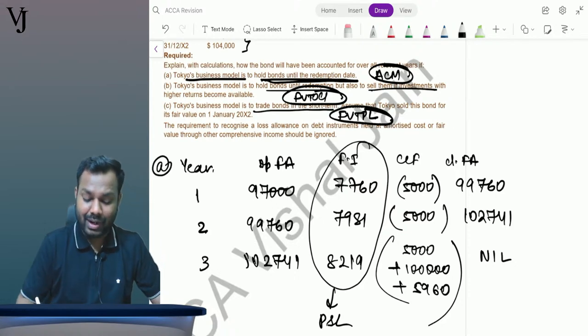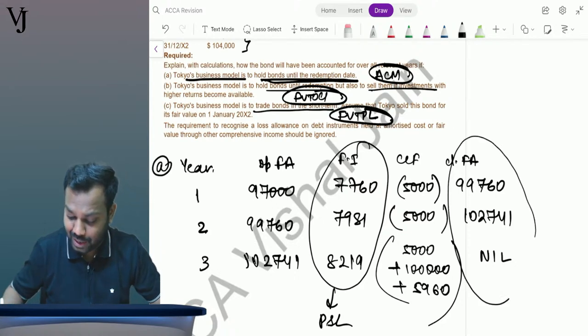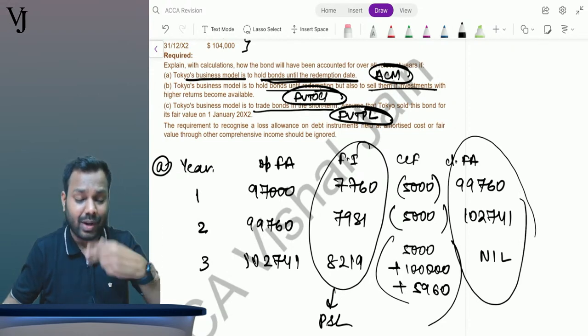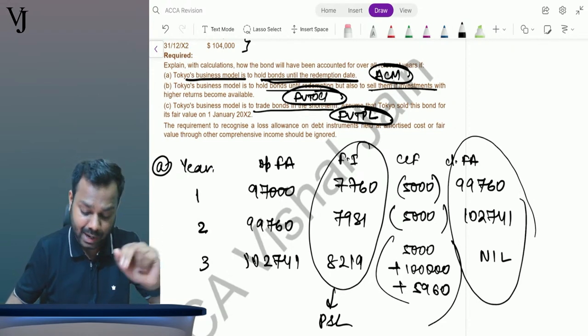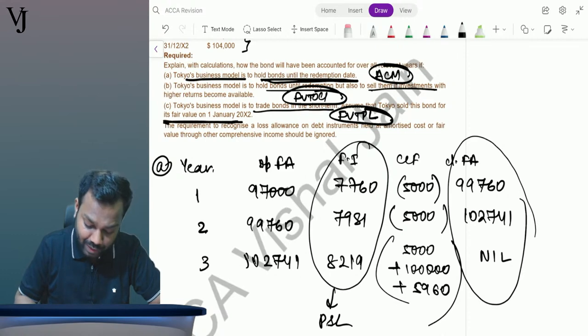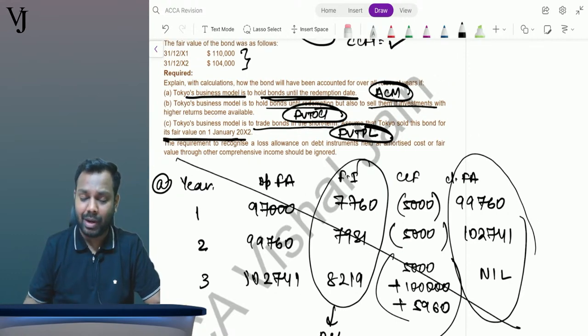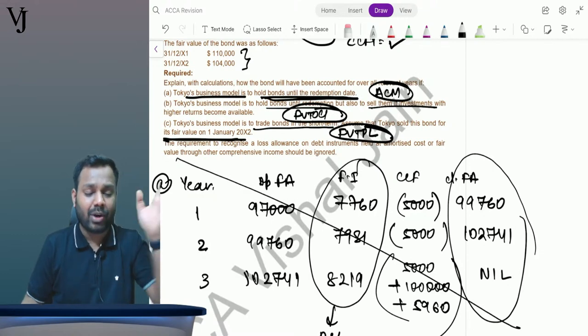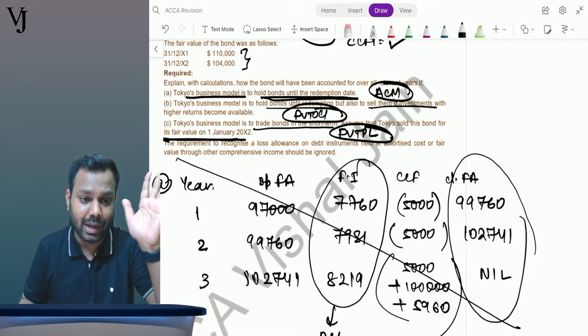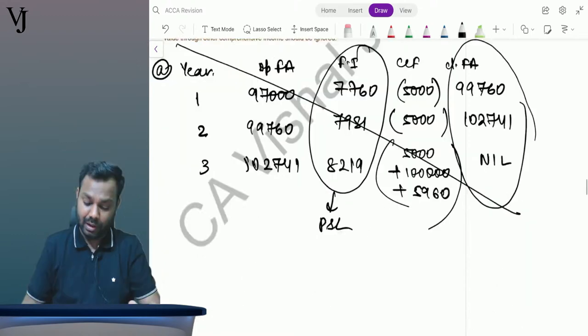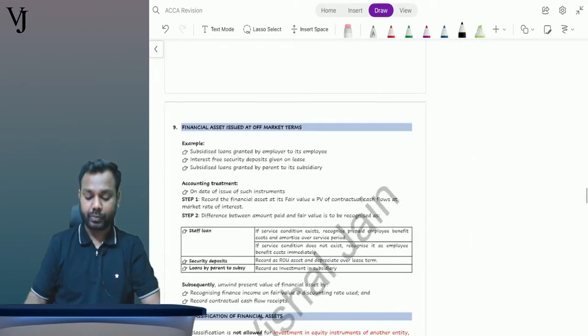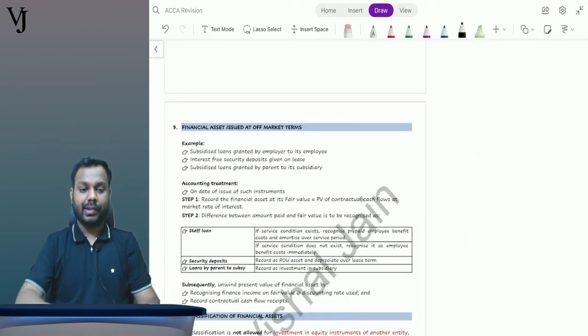In answer to B, when it is FVT OCI, I will compare these values with the fair value, and whatever is the gain or loss will be transferred to OCI. Now, when it is at fair value through P&L, I will not prepare this table. Simply whatever is the fair value, I will record in the P&L. Okay, simple. I hope that is clear to all of you.